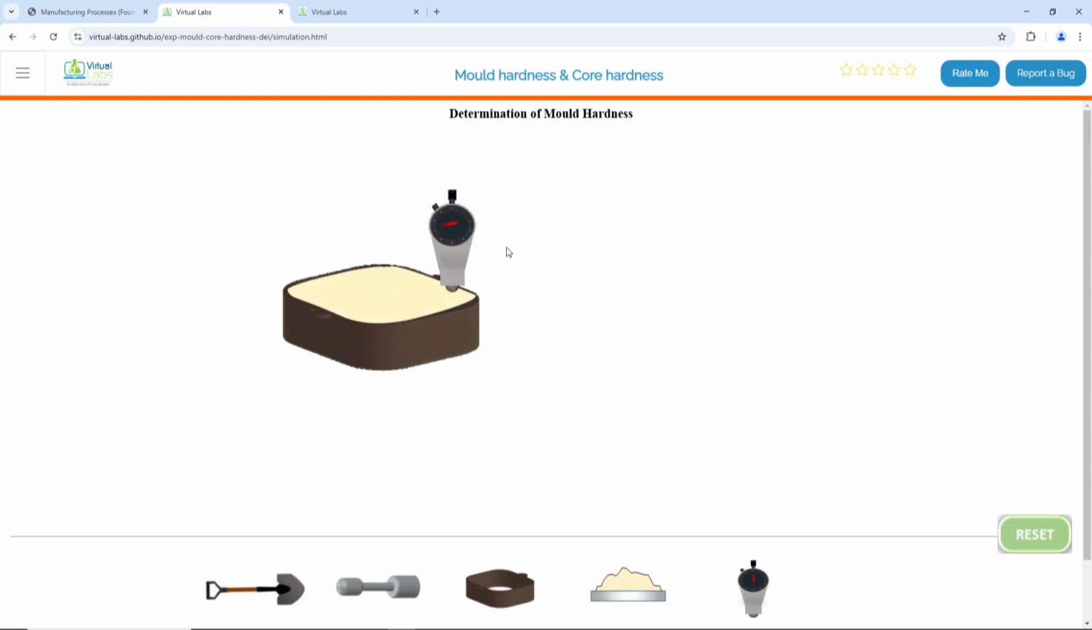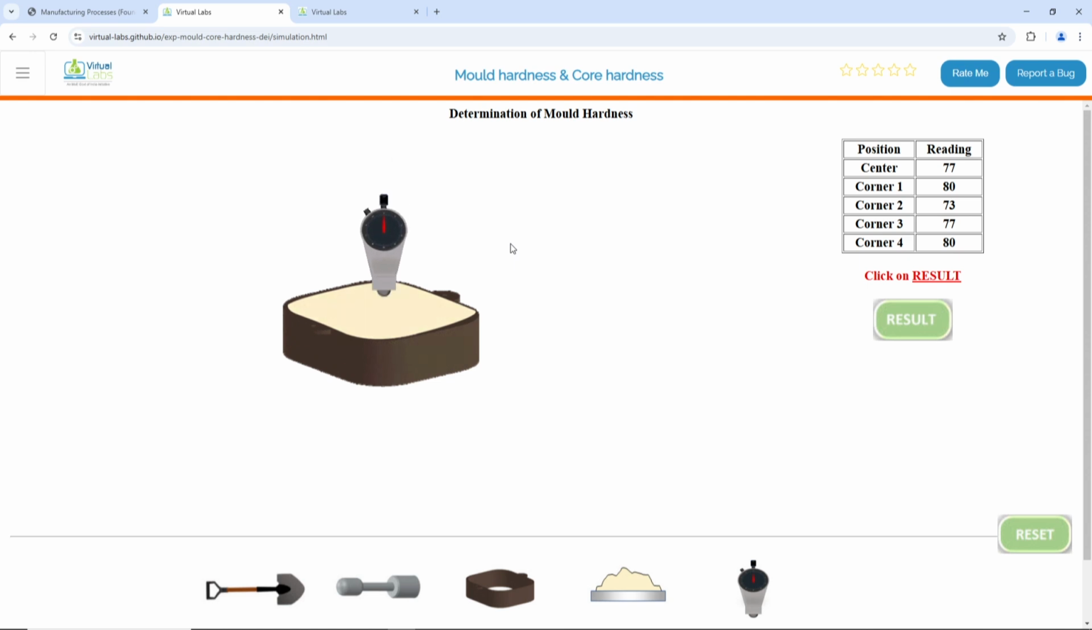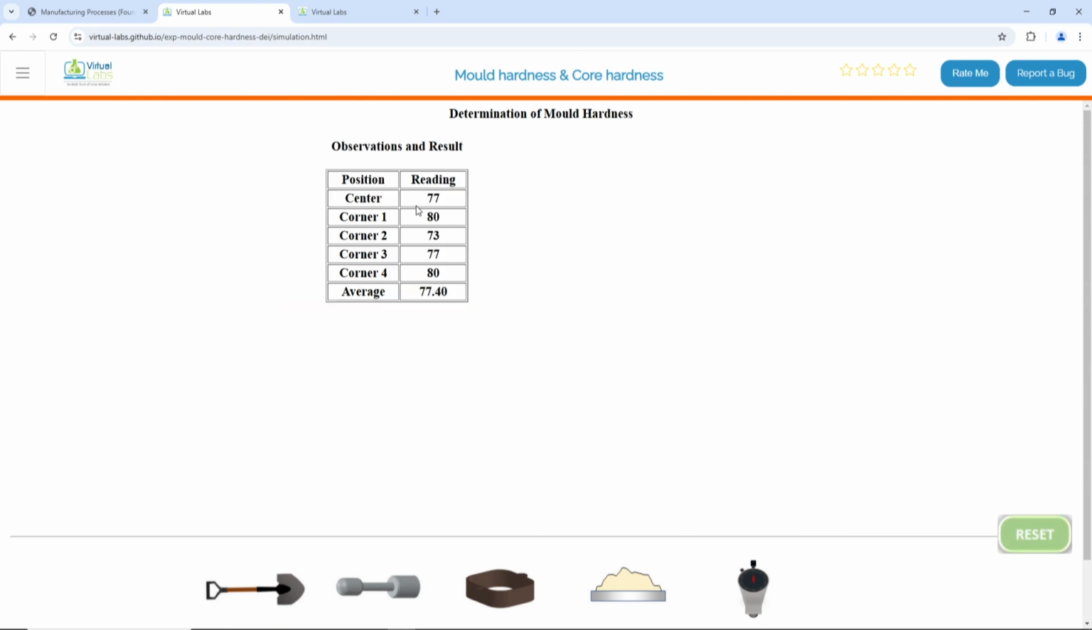Now, using this, we take the reading at 5 different locations. Here the reading is taken at 5 different locations, one at the center and 4 at the corners. The result would be the average of these. I click on the result, and the average is my hardness number. We are simply taking the readings using the dial gauge.